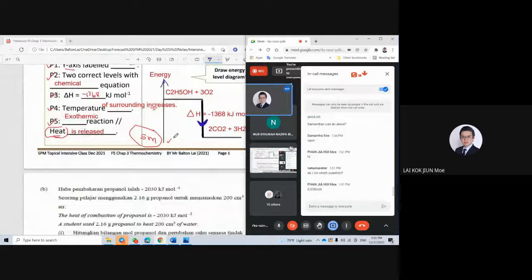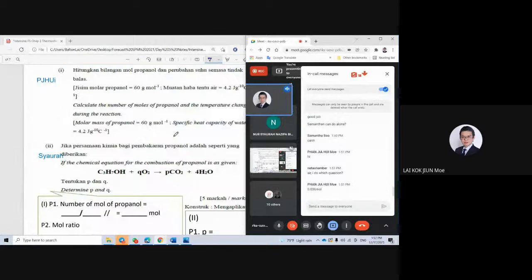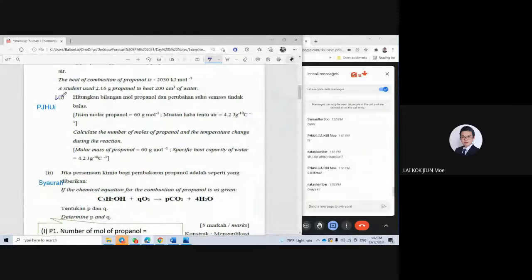Okay, Jia Hui, which answer for this part one? You have to calculate the number of mole. The number of mole for who? For the propanol. The number of mole for the propanol, and also the temperature here during the reaction. Okay, so Jia Hui, do the first step.